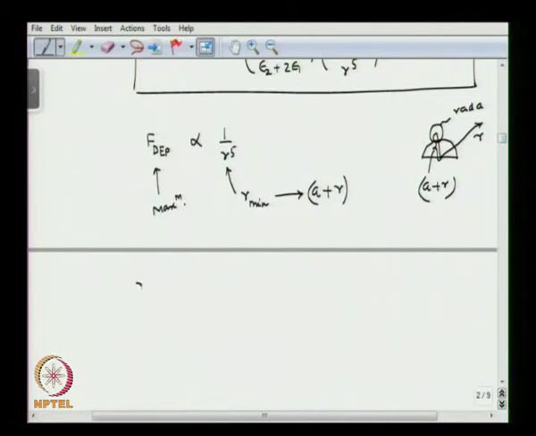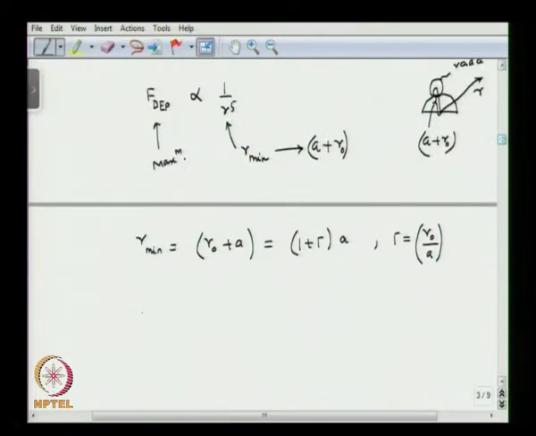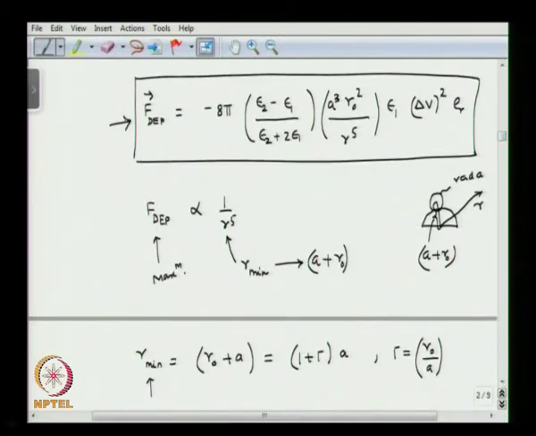So the r minimum is R0, this is R0 not r, plus a. We can say that this is 1 plus gamma into a. Let us define gamma as R0 over a, the ratio between the radius of the electrode to the radius of the particle. With that we can substitute this r minimum in the dielectrophoretic force equation here to find the maximum DEP force.